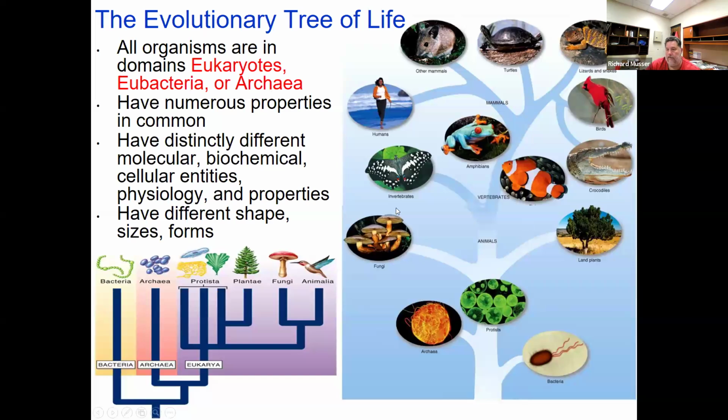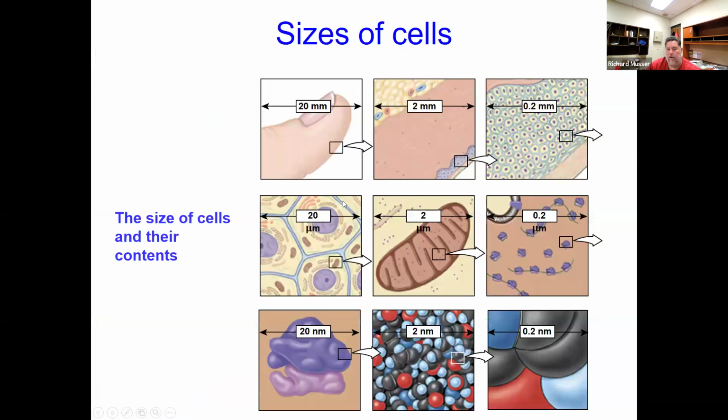So that led to the tree of life, as we described. We talked about cells already in the previous lecture, but this gives you an idea of the scale of things. Here we have our finger or thumb, which is around 20 millimeters in length. Blood vessels are about 2 millimeters. Then we start to see cells and tissues at 0.2 millimeters. An actual cell is around 20 micrometers, and a mitochondrion is about 2 micrometers in length.